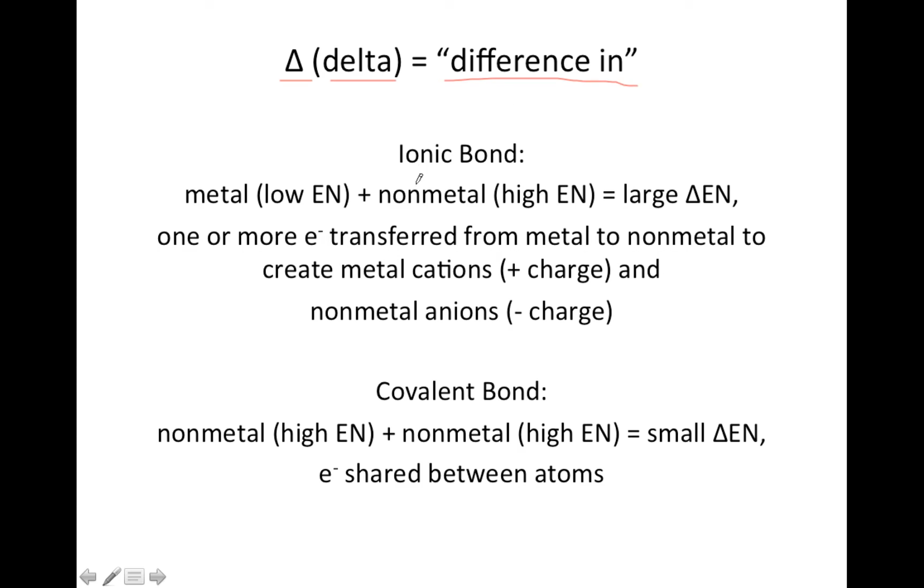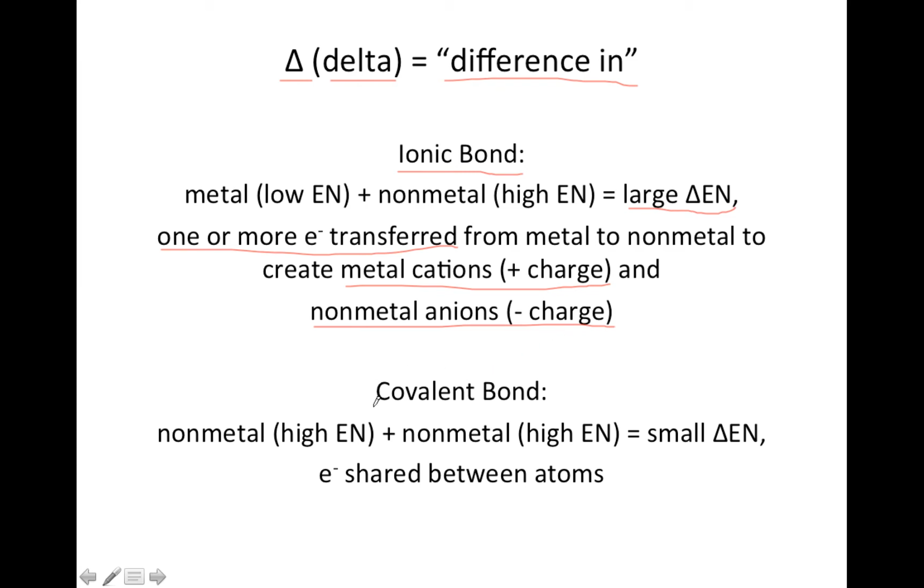So there's two types of bonds. The first, ionic bonding, is when you stick a metal with a nonmetal, and there will be a large difference in electronegativity. So what's going to happen is one or more electrons will be transferred from the metal to the nonmetal, and you'll end up with metal cations, which have a positive charge, and nonmetal anions, which have a negative charge, and the plus and minus attract, and that creates the ionic bond.